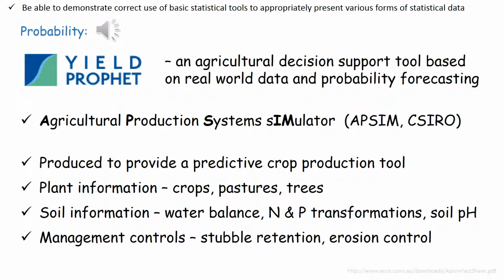The model that it's based on is called APSIM, the Agricultural Production Systems Simulator, and it's used to produce a predictive crop production tool using the inputs of various crops, pastures and trees, specific soil information related specifically to a paddock, and the management controls that have been applied to that paddock for stubble retention, erosion control, fertilizer management, etc. And it also uses the water balance with respect to growing season rainfall.